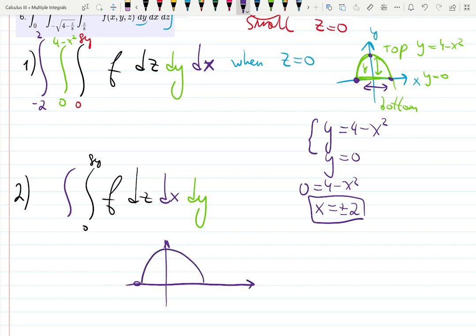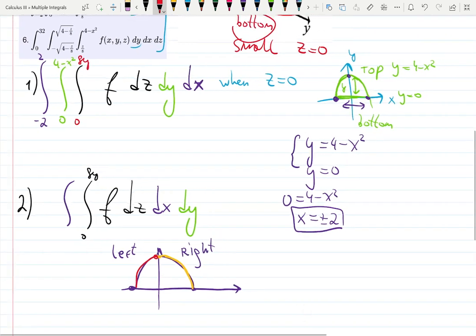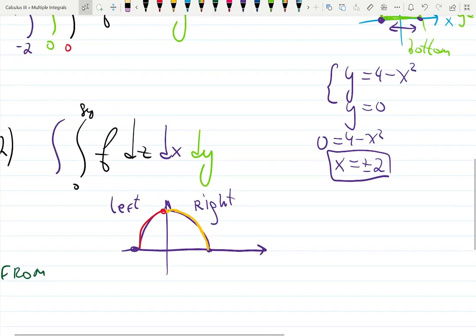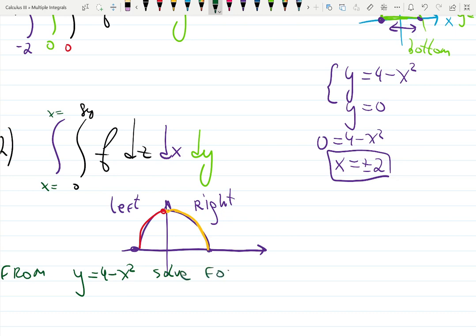X is now going from the larger function, which is on the right, to a smaller one, which is on the left. It's always larger minus smaller, right? But what is the larger function? The one on the right is the positive side of the parabola, and the one on the left is the negative side of the parabola, which can be described as square root. Let's see. From the equation y equals 4 minus x squared, we need to have x equals and x equals. So let's solve for x.